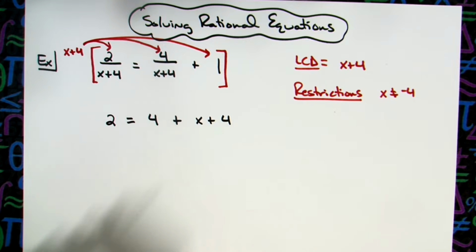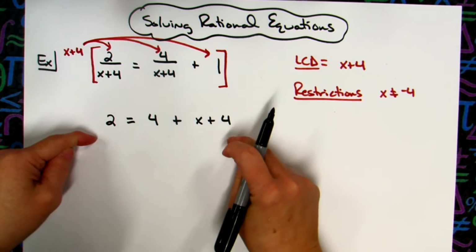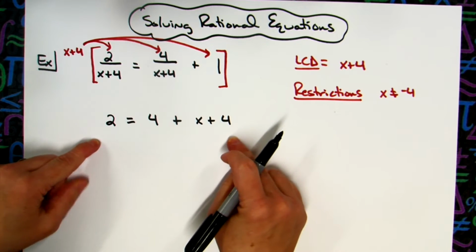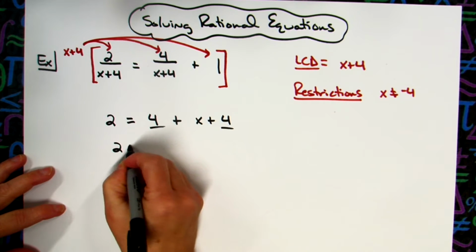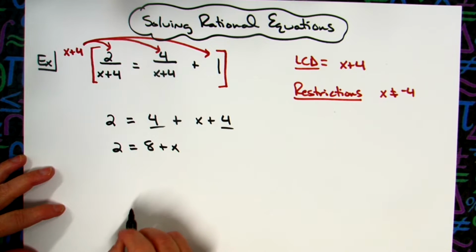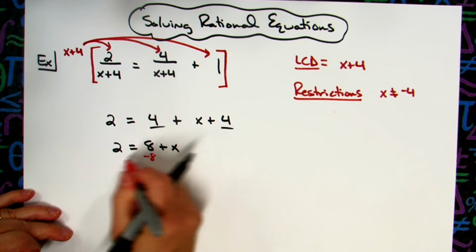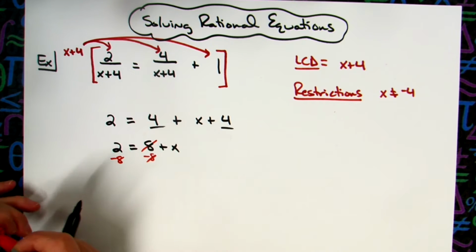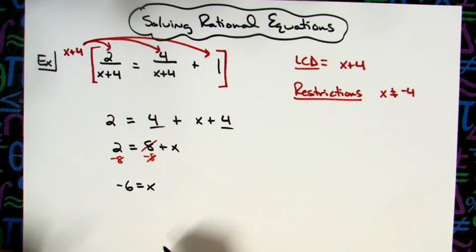All right, now, if you multiply through by that least common denominator and all the fractions go away, then you know you have done that correctly. So now I'm going to combine some like terms here. We'll have 2 equals 8 plus x. We'll go ahead and subtract 8 from both sides. So that would be a -8 and a -8. And then that's going to give us -6 is equal to x there.